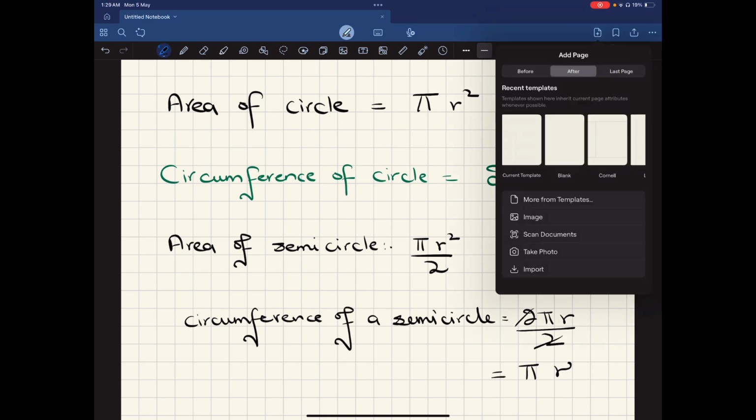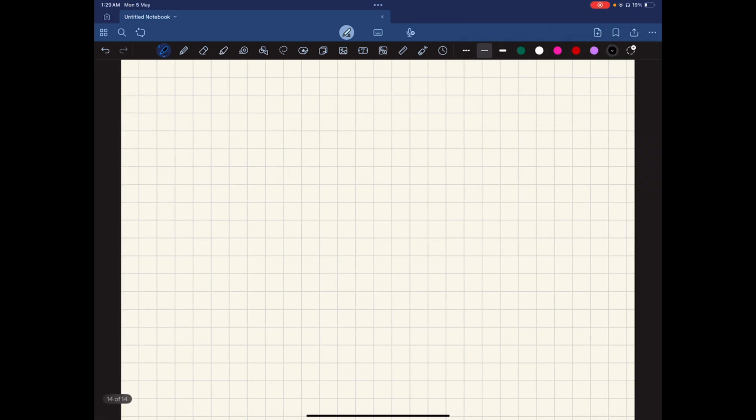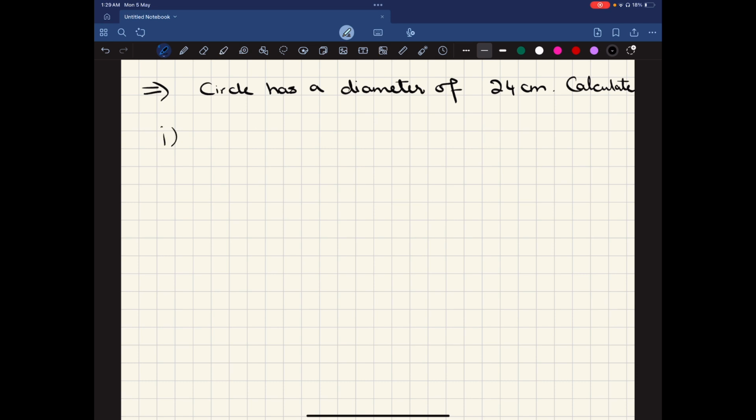Let's very quickly discuss a couple of questions from circles. So if the question says that the circle has a diameter of 24 centimeters, calculate the circumference and area. Very simple question, just to get into running.